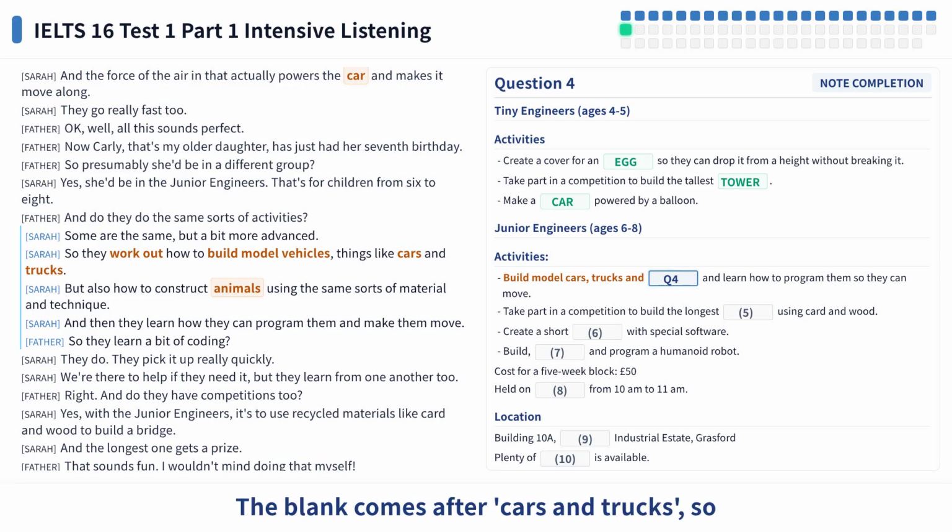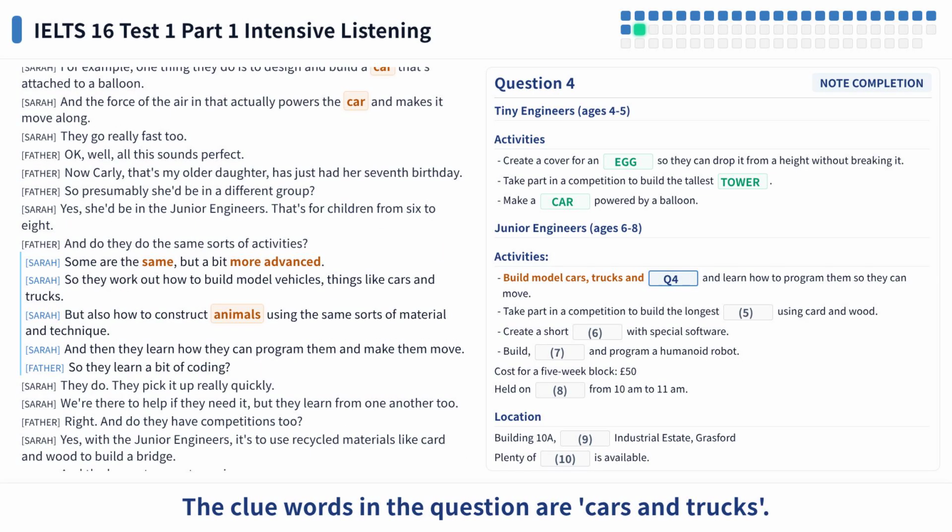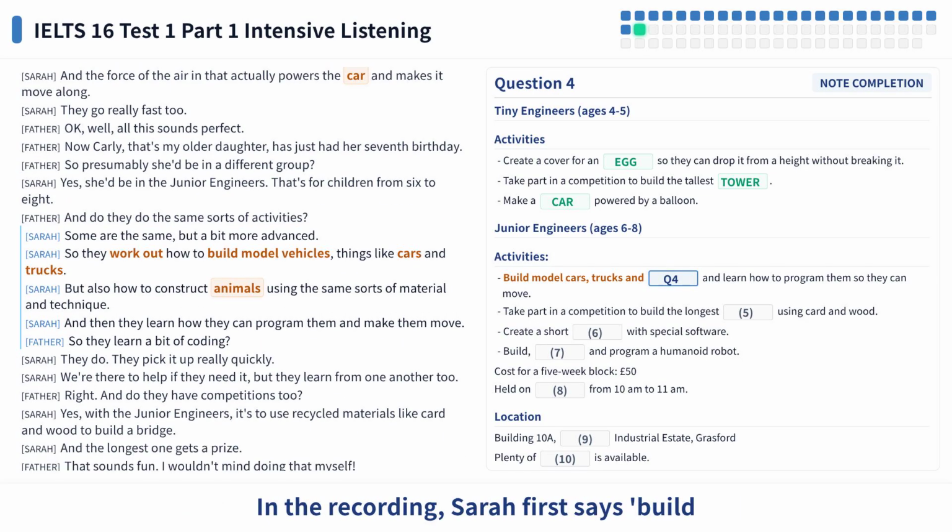Be careful not to be confused by "animation software" later. It means using animation software to film a movie, not creating an animation itself. So the answer for question 6 is movie, spelled M-O-V-I-E.